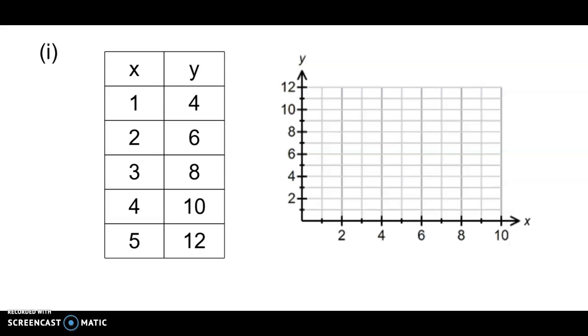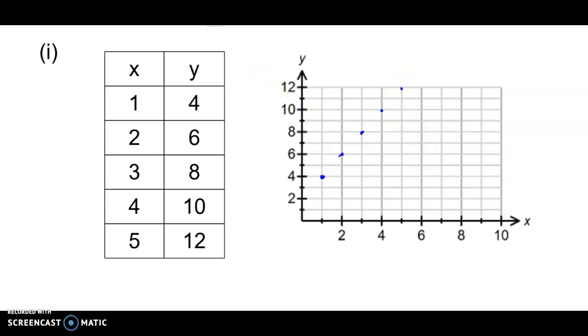So right in the beginning here, we have this table. We can plot these points. And remember from the previous example, if those points lie on the same straight line, then our relationship is linear. So we plot the point 1, 4. We plot the point 2, 6. We plot the point 3, 8. And we plot the point 4, 10. And then finally 5, 12.